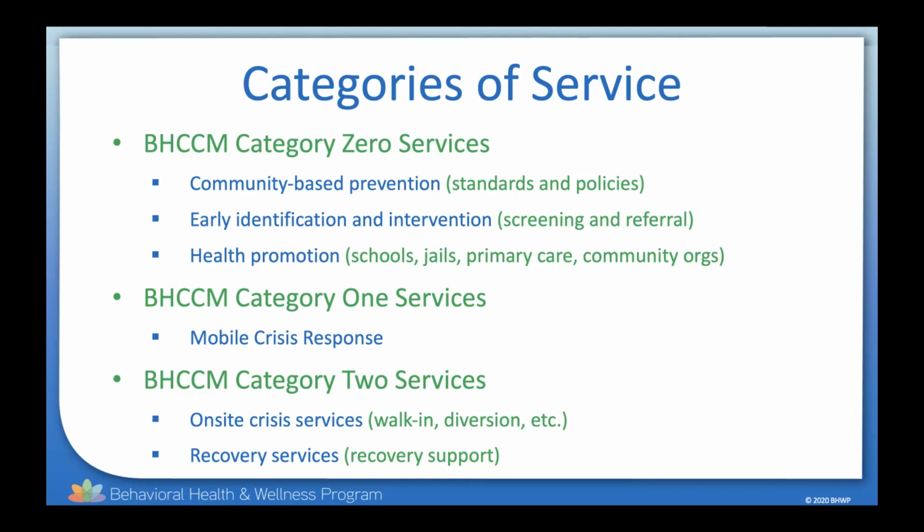We then have our model's category 1 services, which are the mobile crisis response. So a response that's able to reach people in the communities, meeting people where they're at with tobacco treatment services, as well as referrals. So really that mobile, in-the-community option. For category 2 services, we have our on-site crisis services. So walk-in services and diversion services, in which we might route people to behavioral health care and away from perhaps a criminal justice setting.